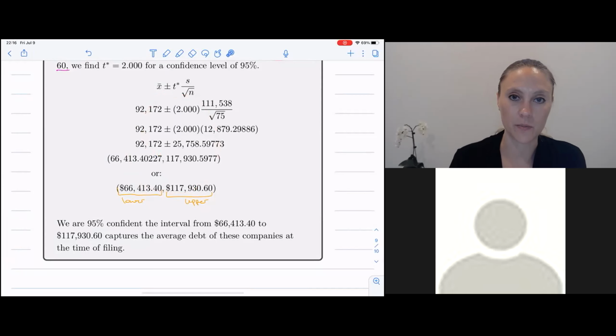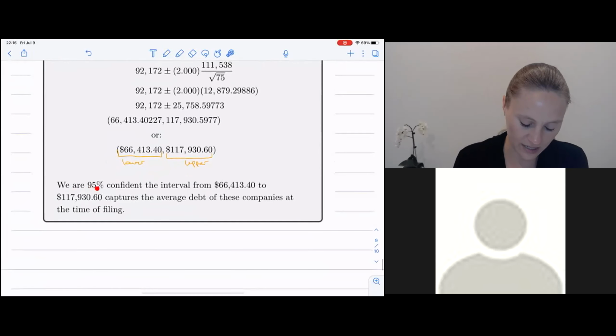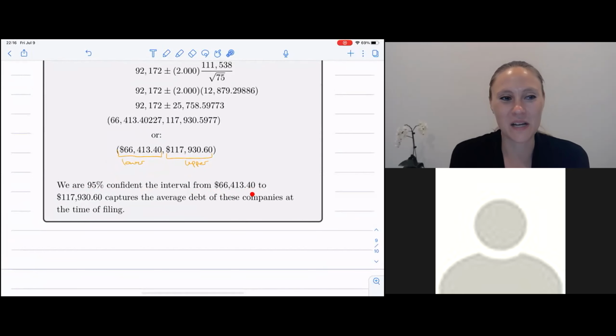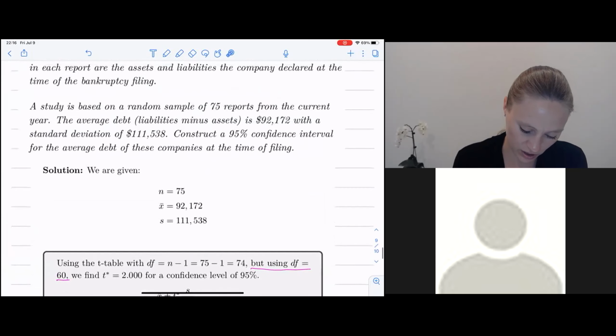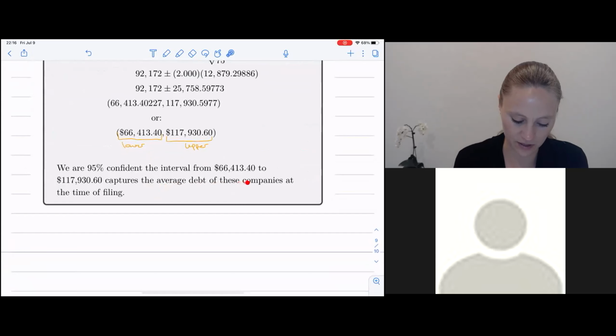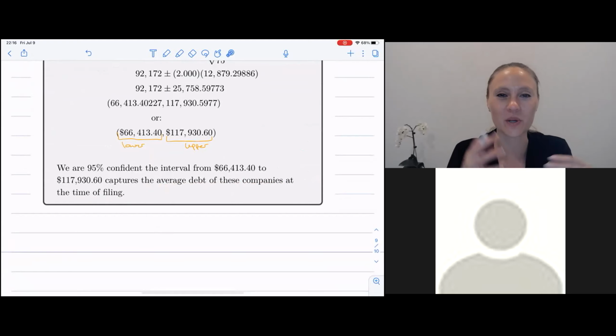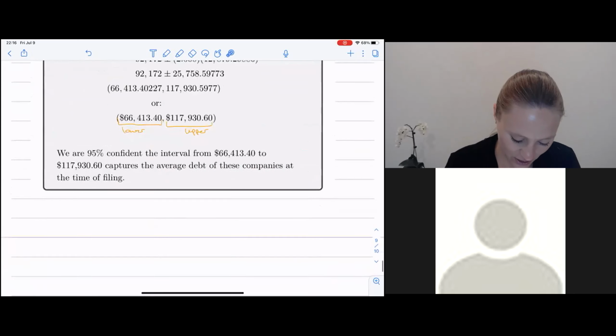Then we need to interpret this interval, but we use the same blurb that we used earlier. We're 95% confident that the interval from $66,413.40, why not round to 2 decimal places, money goes to 2 decimal places, to $117,930.60 captures the average debt of these companies at the time of filing. I'm pretty sure I just stole that from the question: construct a 95% confidence interval for the average debt of these companies at the time of filing. So you just reword the question as an answer. And there you have it.